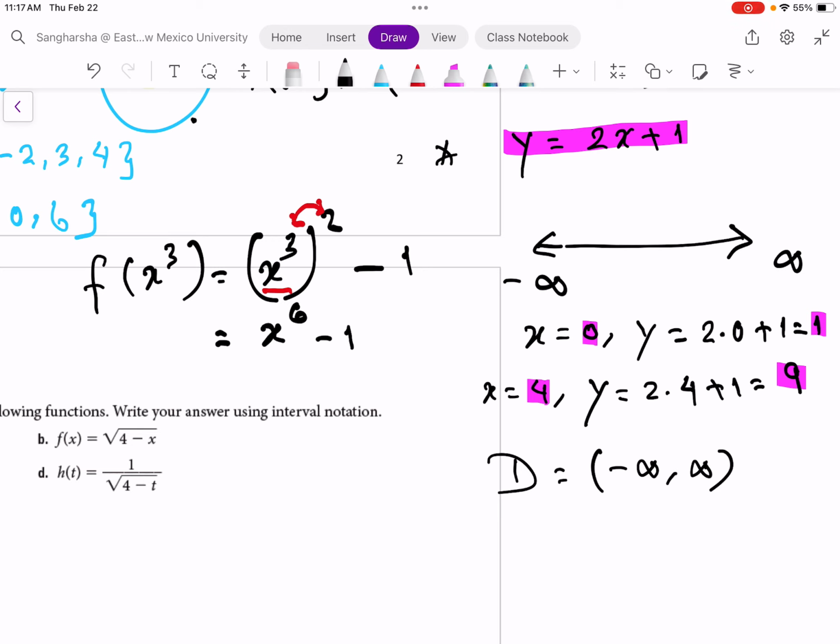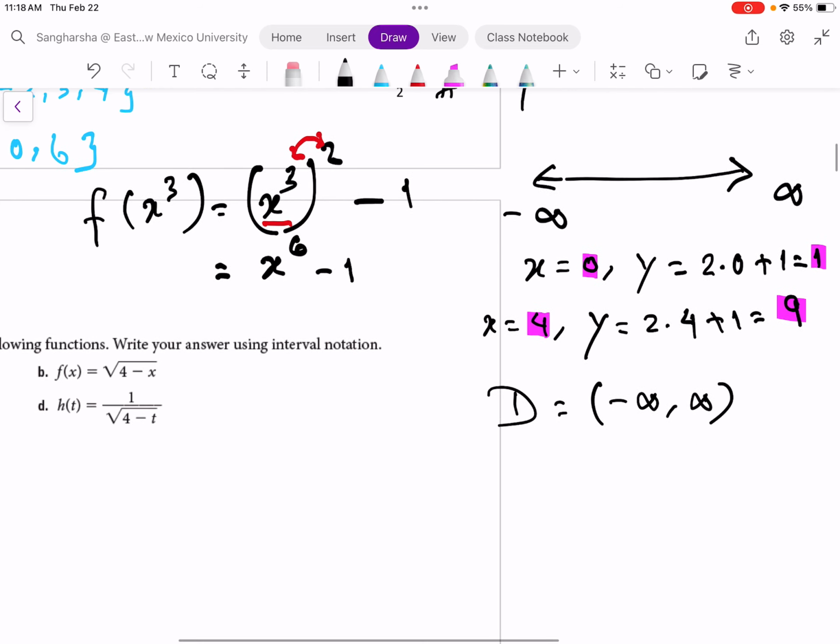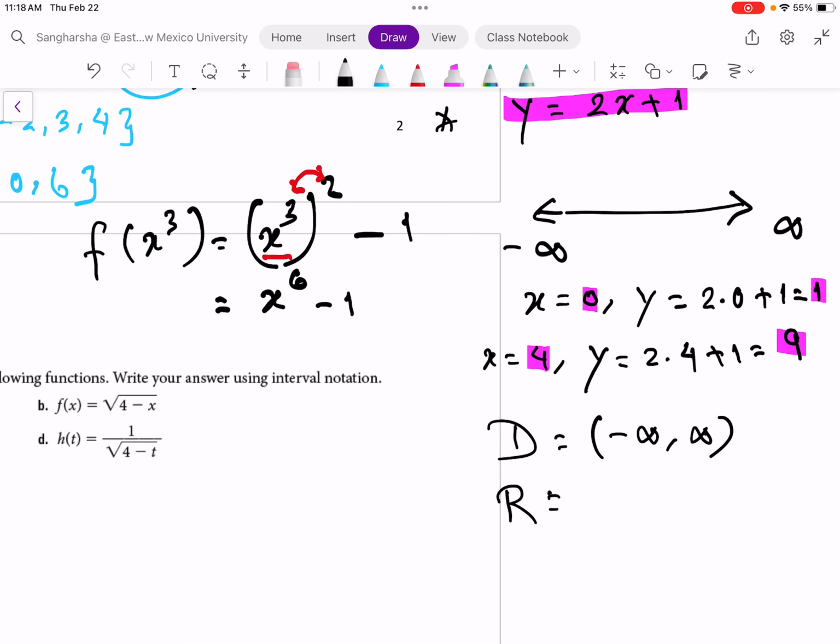Now, what about the range for this function? We know our input is all real numbers. When you use all those real numbers as input, what kind of number do we get as output? We might get any number, right? So all real numbers are the range. From negative infinity to positive infinity is the range.